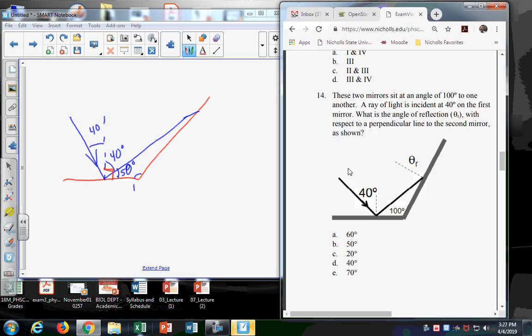I'm told that this angle is 100 degrees. That means that this angle has to be 30 degrees. And if that angle is 30 degrees, this angle is 60 degrees, and so this angle is 60 degrees. So the answer to this one is 60 degrees, A. Three things you need to know. The law of reflection. You need to know that triangles have 180 degrees. That was relevant with this little triangle right here. And you need to know that the sum of these two angles is equal to 90.